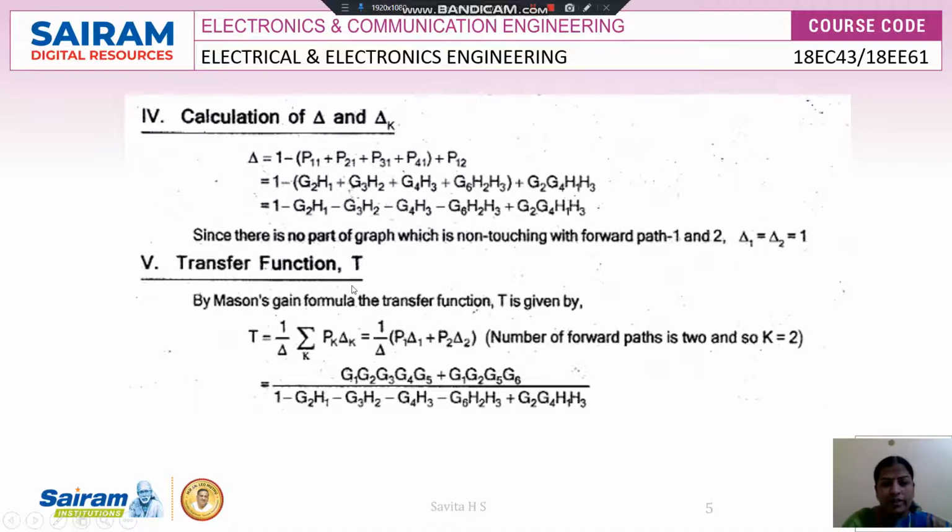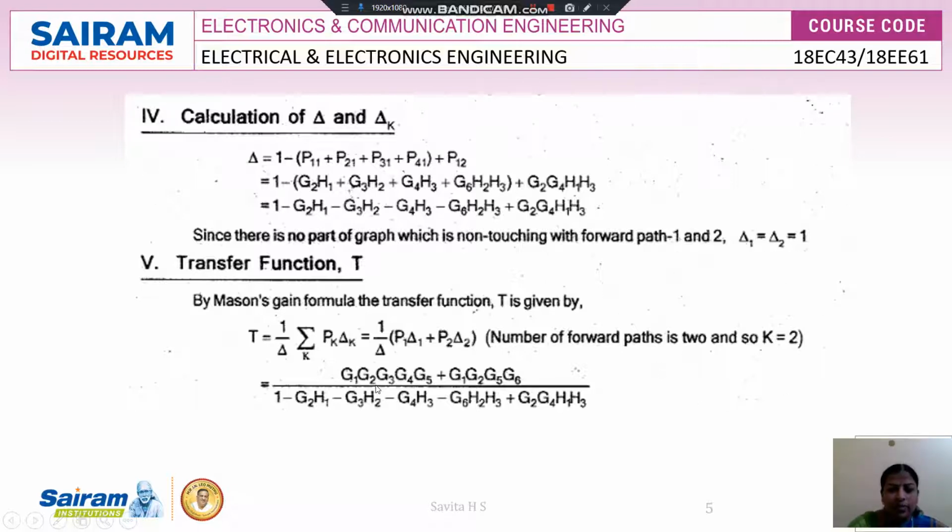Now we'll find the transfer function. Since we are having two forward paths, the k value is 2. So the value of Mason's expression is T equal to 1 by delta, P1 delta 1 plus P2 delta 2, because the number of forward paths k is equal to 2. Now we can see in the diagram we have the value of P1, the value of P2, and the values of delta 1 and delta 2. Just substitute the values here.